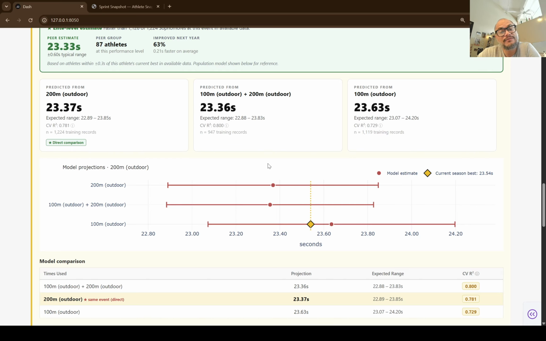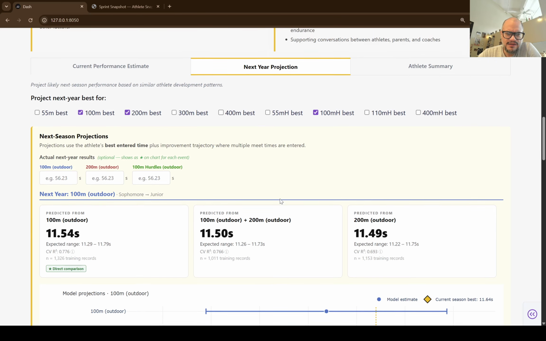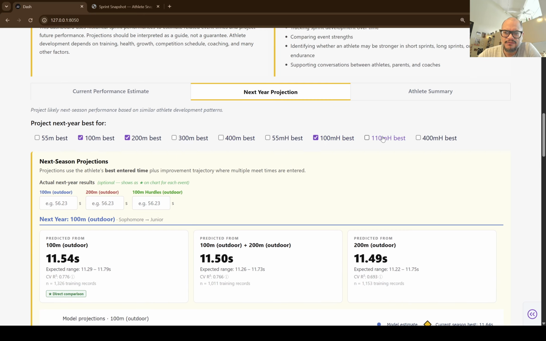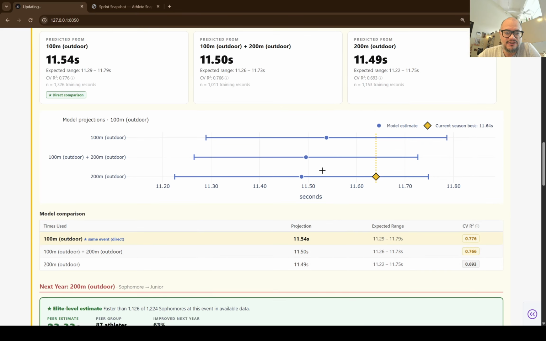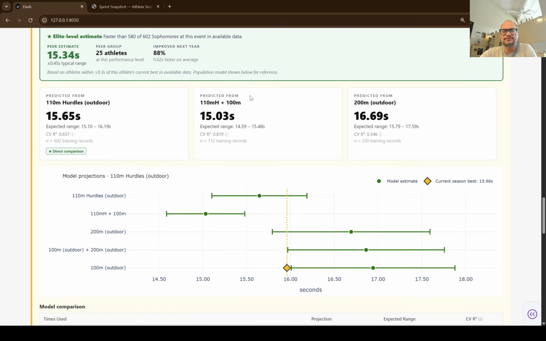And it's up to the coach and potentially the athlete how much we can actually improve. And there's also, like I mentioned, a lot of variables that go into it. One thing that I guess I didn't put in, I had to do this one, not the 100 hurdles, the 110-meter hurdles. We also have a little elite level estimate, faster than 580 out of the 602 sophomores, which also showed that 88% of these athletes, the peer group, so basically this takes a range of the individuals around that data, and about 25 athletes were around this data, and 88% of those individuals improved.